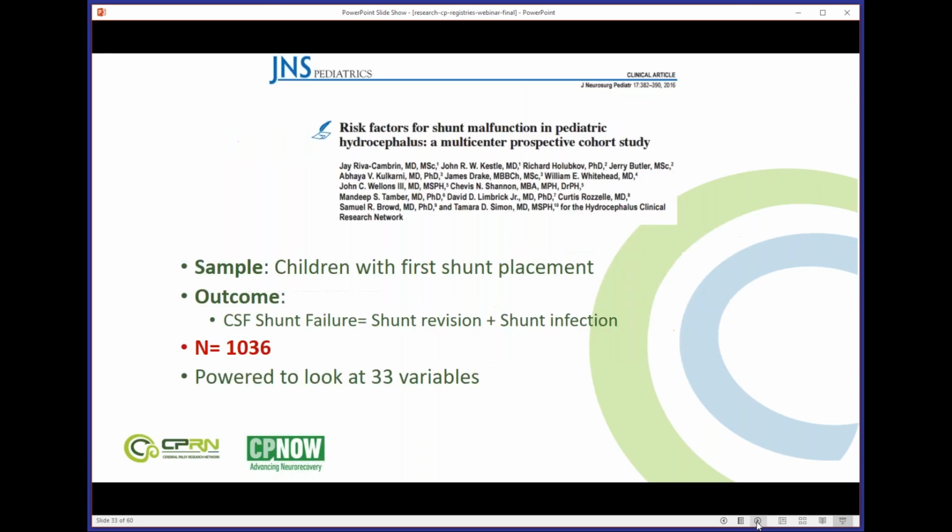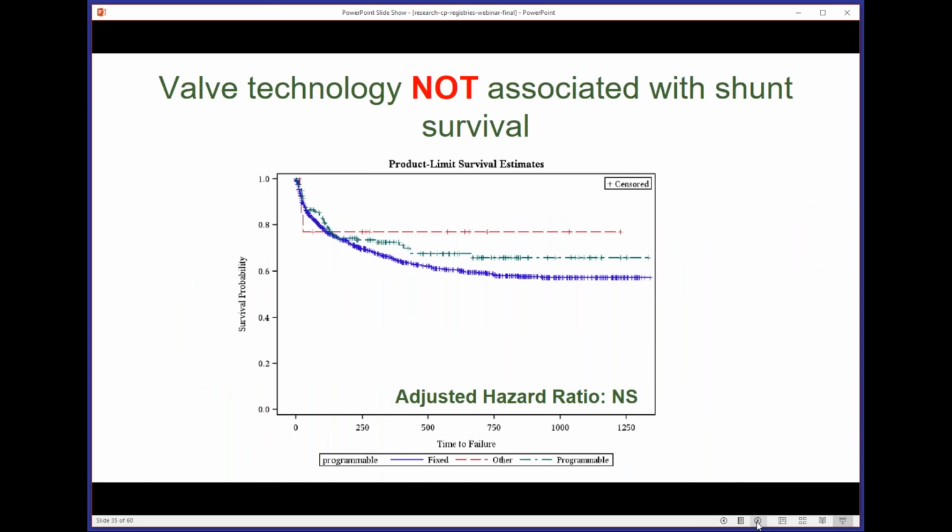Next slide. So then the second study, which we did, and this is just showing the power of the registry. In hydrocephalus, these were studies of 15, maybe 60, maybe 200 out of 6. This is 1,036 prospective new patients with hydrocephalus. I had not seen power like this in studies previously. Now we could look at 33 variables, and not just hypothesis generating, but actually hypothesis answering questions. Next slide.